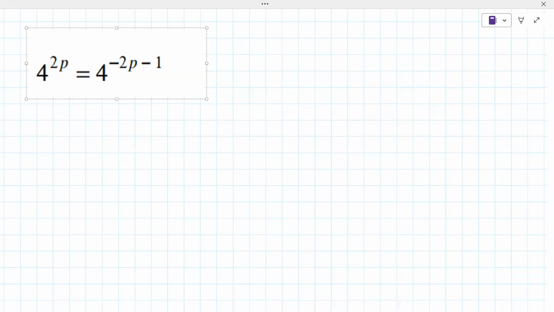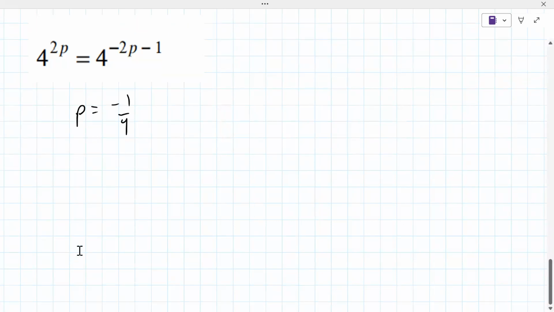I got p equals -1/4. You are correct. Good. All right. Now we can move to a new style of problem. Okay. So let's say it's 3 to the x minus 4 power equals 81.